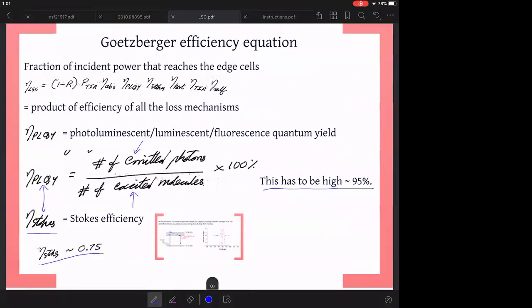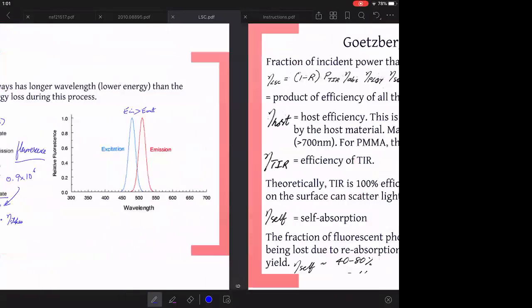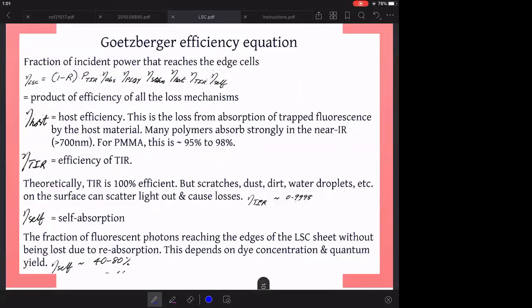So again, that will be 95% in terms of the photoluminescence quantum yield, and Stokes efficiency typically about 75%. Okay, now we have a pretty decent understanding of all these parameters. The remaining things are relatively simple.